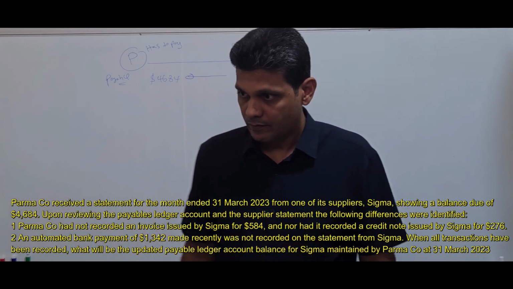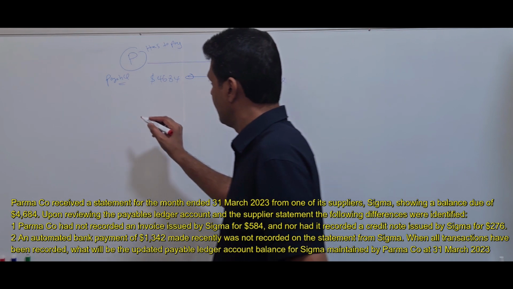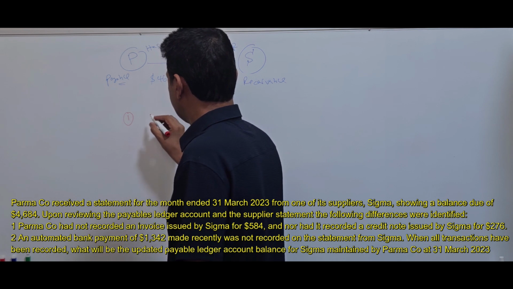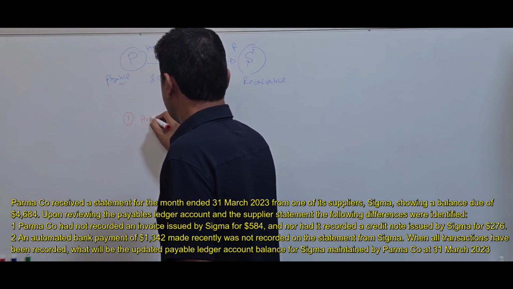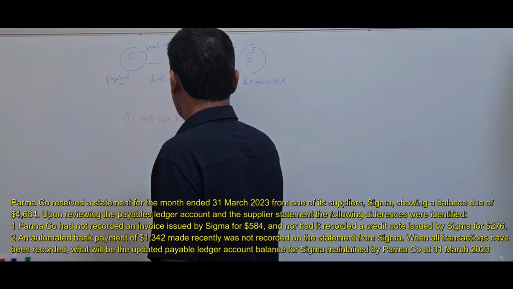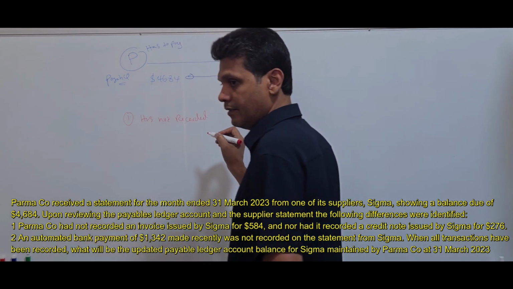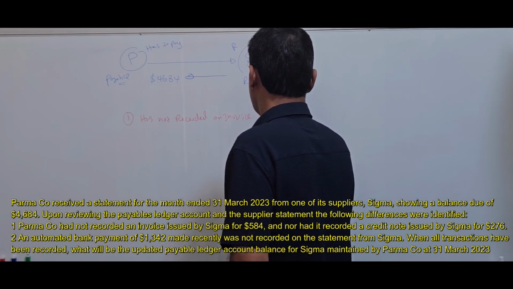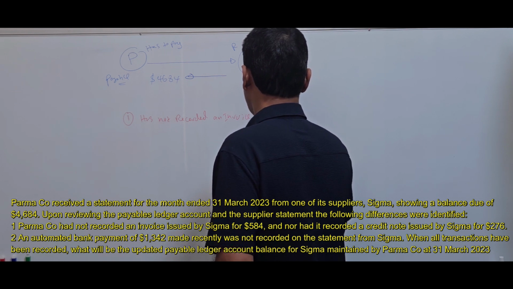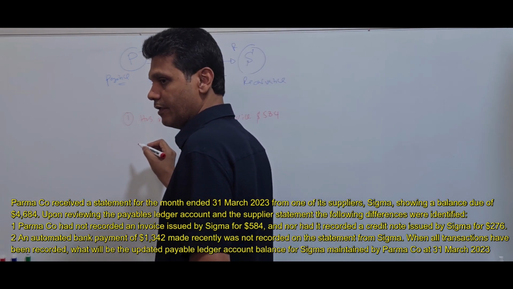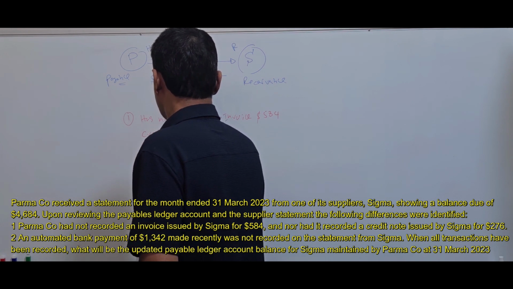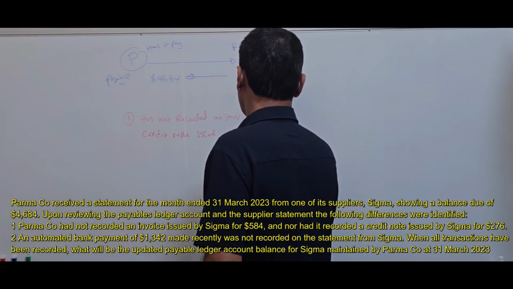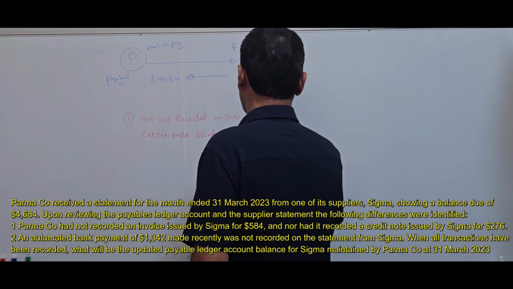The following differences were identified. P had not recorded an invoice issued by Sigma of 584. P has not recorded an invoice, how much? 584. Then what else has he not recorded? A credit note issued by Sigma. How much? 276.